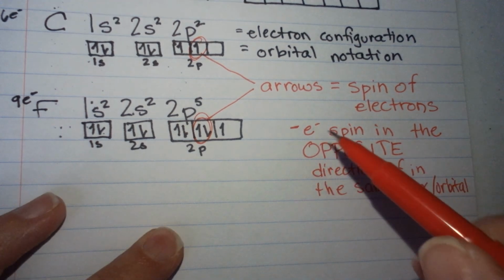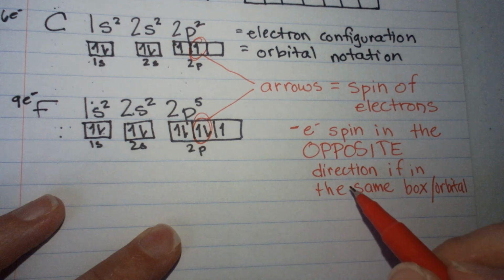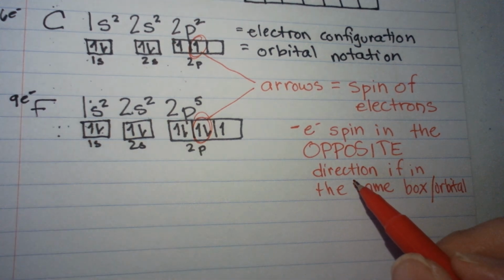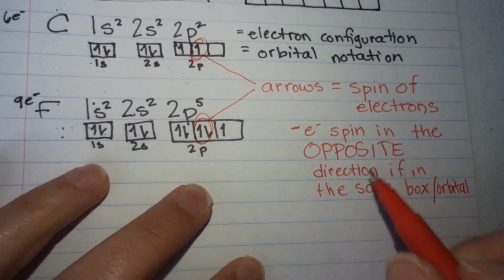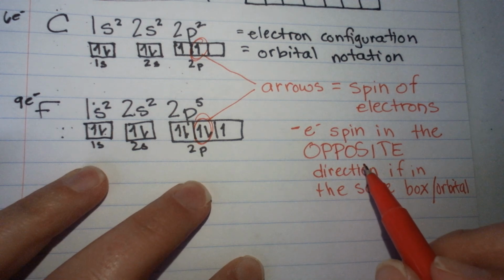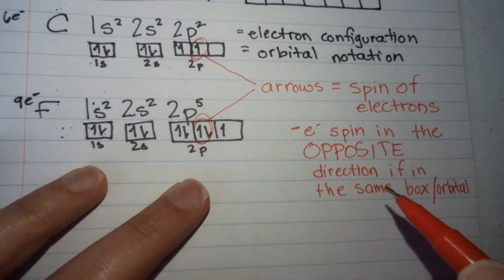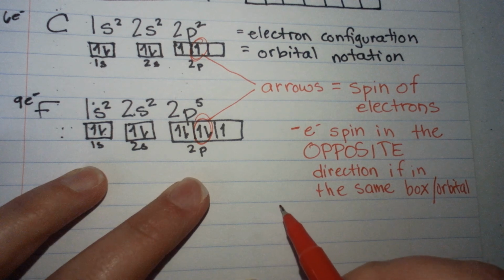Okay, so this concept, does this make sense? Thumbs up if this makes sense. All right, let's put a name on it. This is called Pauli's exclusion principle.